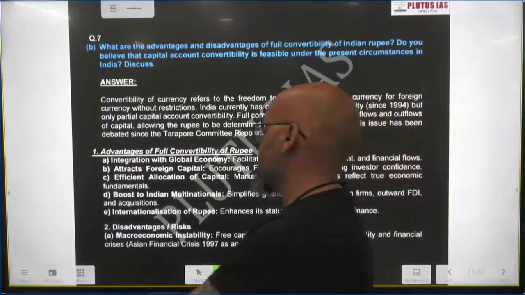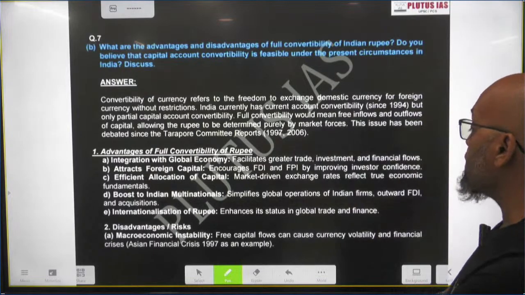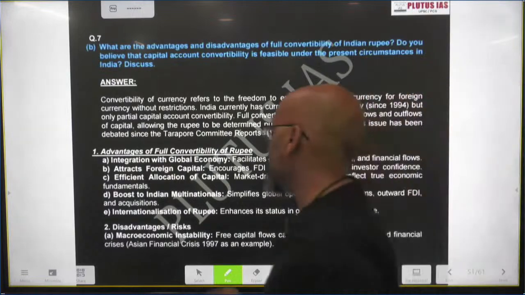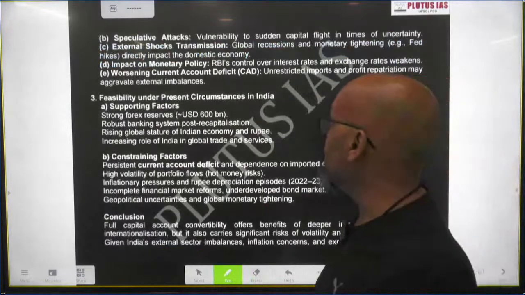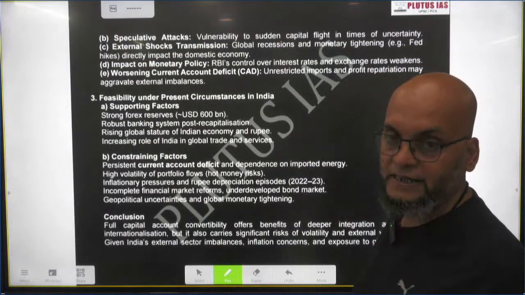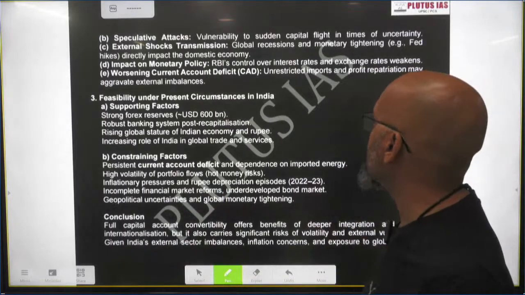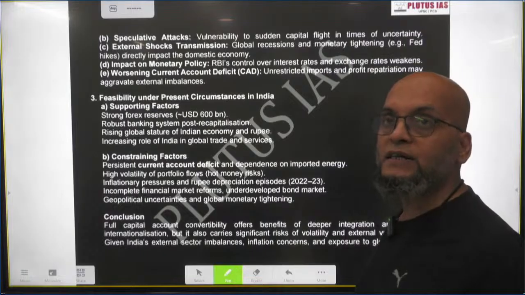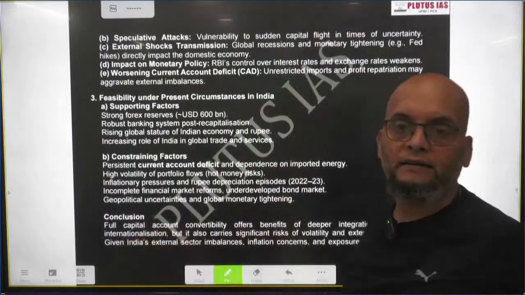But disadvantages: macroeconomic instability. Free capital flows can cause currency volatility and financial crisis, just like it happened in the 1997 Asian financial crisis. Speculative attacks, as you know, and I tell many times, just like stocks, currencies are also traded in the market. So speculative attacks, vulnerability to sudden capital flight in times of uncertainty. Whenever conditions go disarrayed, people will start taking out capital that will further lead to decline in currency.